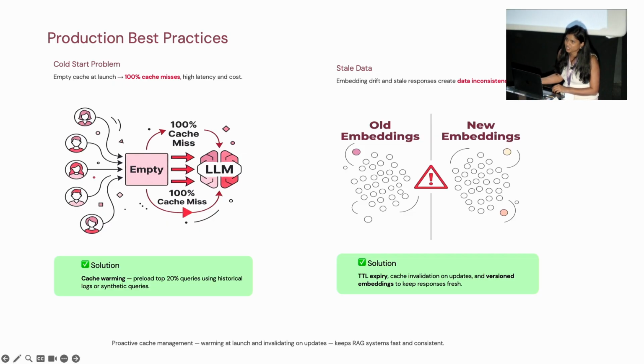Stale data. A cached answer may look correct in the beginning when we stored it, but later what if the source data changes? All the cached answers become invalidated. We can't serve the wrong answers to the users. So what can we do?